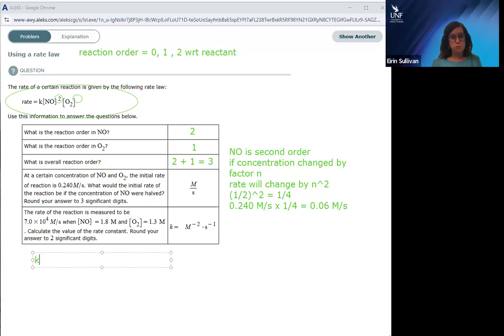So I'm going to arrange so K is the subject, so K will be rate over the concentration of nitrogen monoxide squared. So be careful with that, because obviously this is going to change depending on what the actual rate law is. So word of caution, the units for K are variable depending on how many reactants you have and what their order of reaction is. Okay? So we've got to be careful with the units. So the rate was 7.0 times 10 to the power of 4 molarity per second.